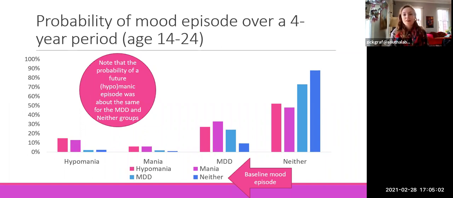Depression is really common. So just knowing that someone has had a depressive episode basically tells you almost nothing about their chances of ever having a manic or a hypomanic episode compared to someone who's never had a mood episode before.